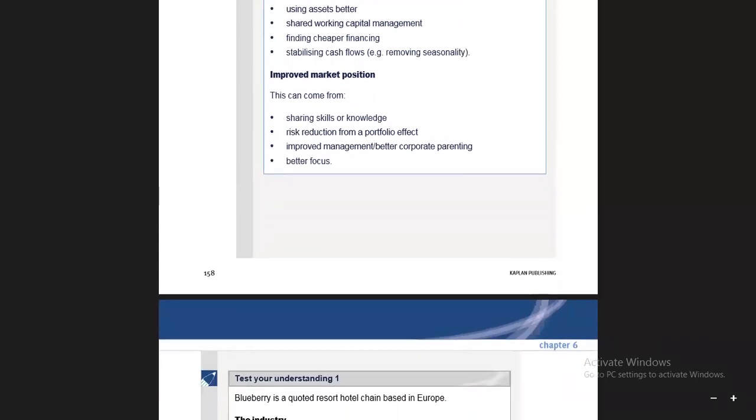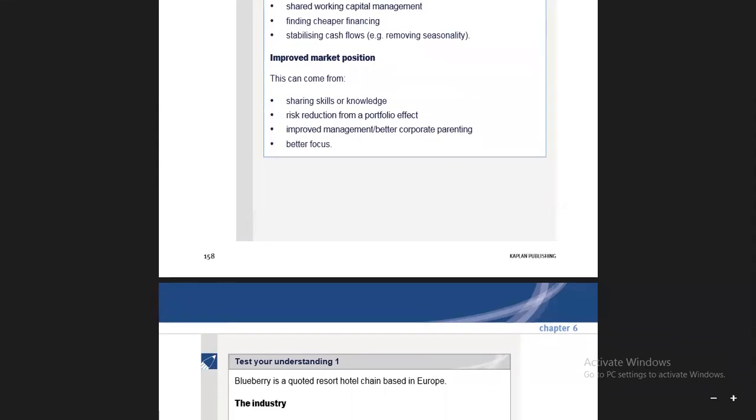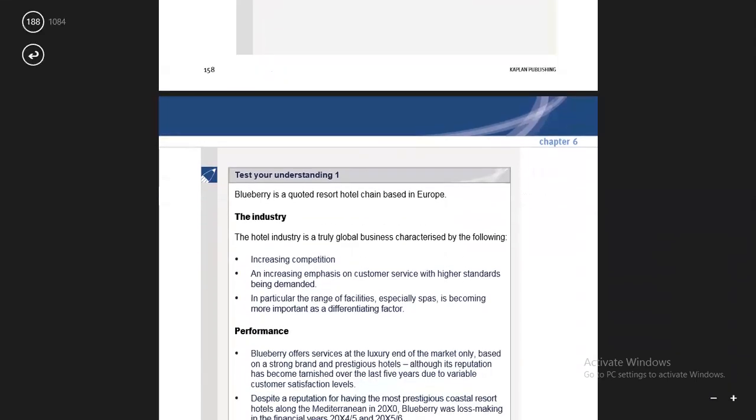Improved market position, sharing skills and knowledge, risk reduction from a portfolio effect, improved management, better corporate parenting, and better focus. Yes, market position, and ultimately because you are sharing all the skills and all the knowledge, you are believing in that sharing and transferring of knowledge. So research will come, new things will come, innovation will come, customer satisfaction will improve, and ultimately the focus will be better, and you will get that competitive edge.